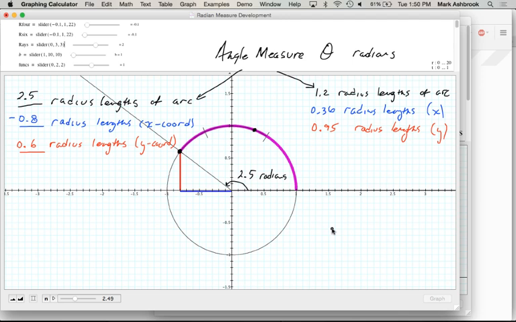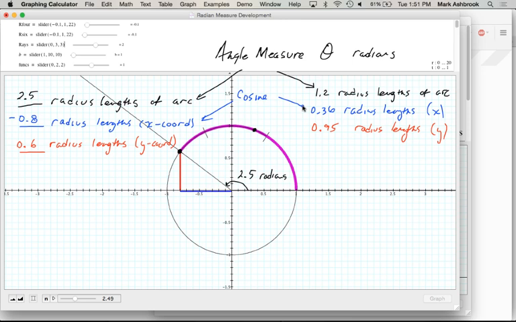Okay, what's the blue one? Anybody know what the blue is? Measuring the x-coordinate using the radius length. You don't know what that is? This is the cosine.